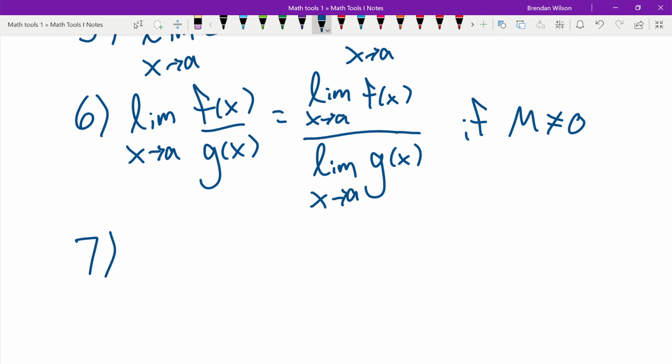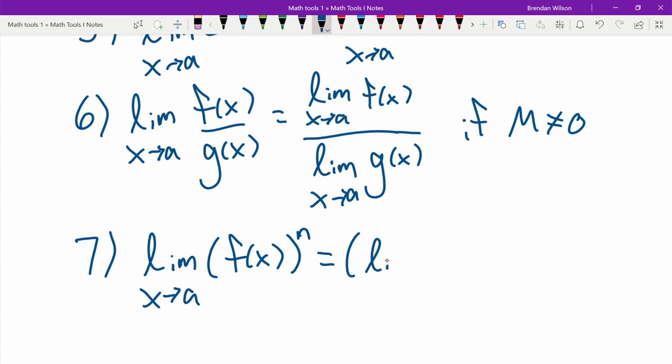And then a couple more here. The limit as x approaches a of f of x to the n is equal to the limit as x approaches a of f of x, all raised to the n. So the first one you're raising f to the n, and then you're taking the limit of it. And this one you're taking the limit of it, and then you're raising it to the nth power.